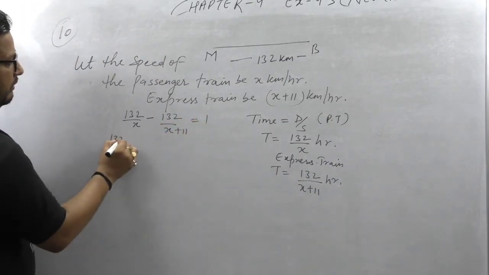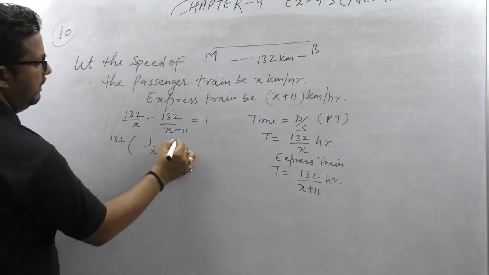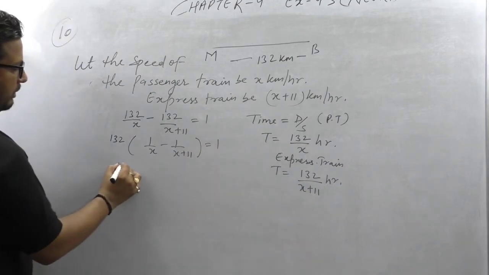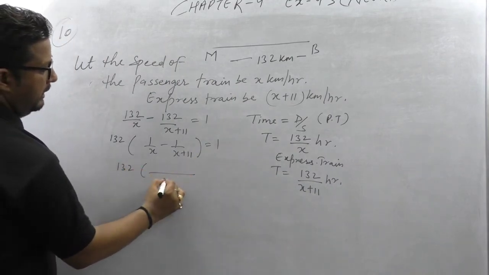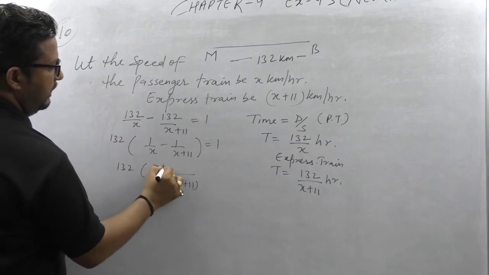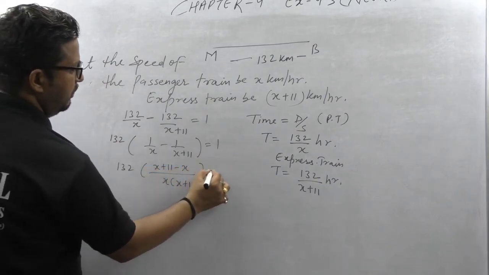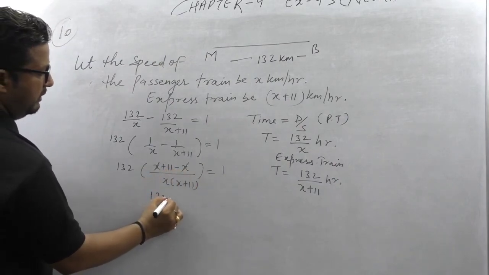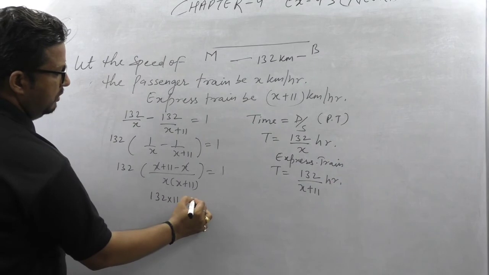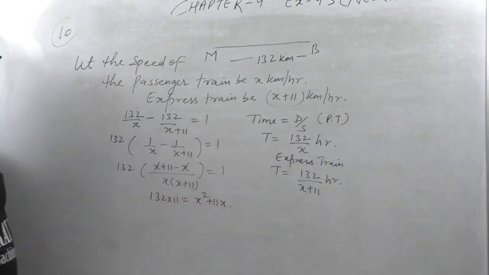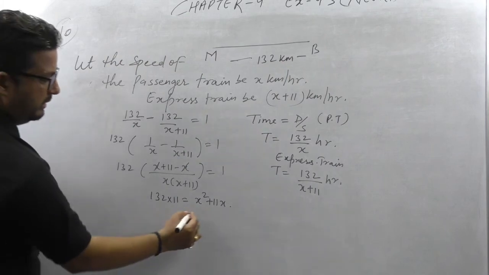So now we have to solve it. It will be like 1 upon x minus 1 upon x plus 11 equal to 1. So here it is 132 and here the LCM will come like x plus 11. So x plus 11 minus x equal to 1. So this and this will be cancelled out, and here we have 132 into 11 equal to x square plus 11x.